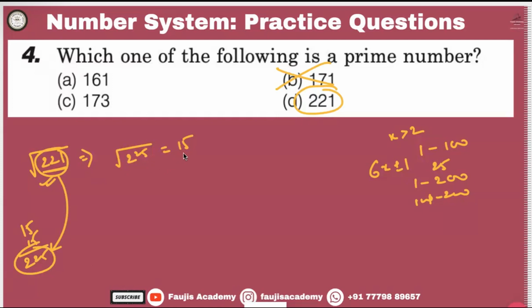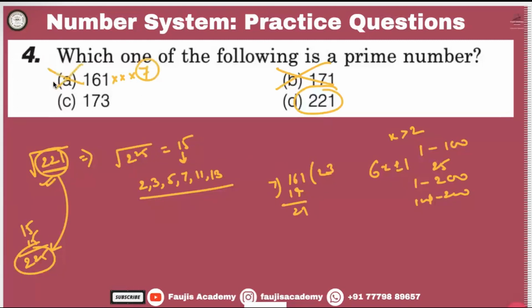Now up till 15, write down all the prime numbers: 2, 3, not 4, 5, 7, 11, 13. That's it. Now we have to check, is it divisible by 2? No. Is it divisible by 3? No. Is it divisible by 5? No. Is 161 divisible by 7? 14, 21. Yes, it's divisible by 7. So that means your A is also not your answer.